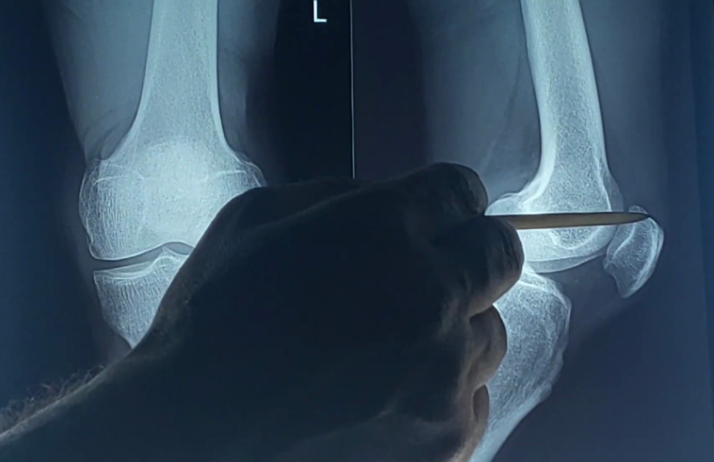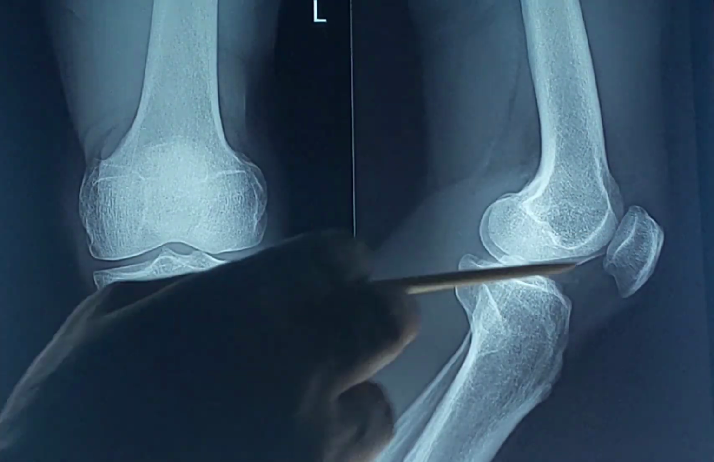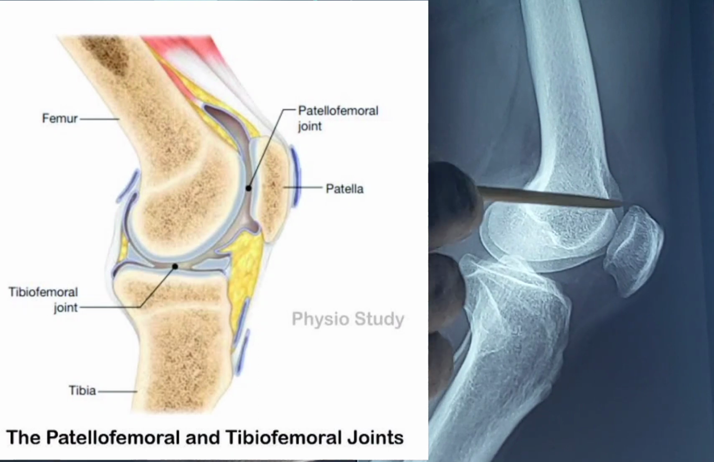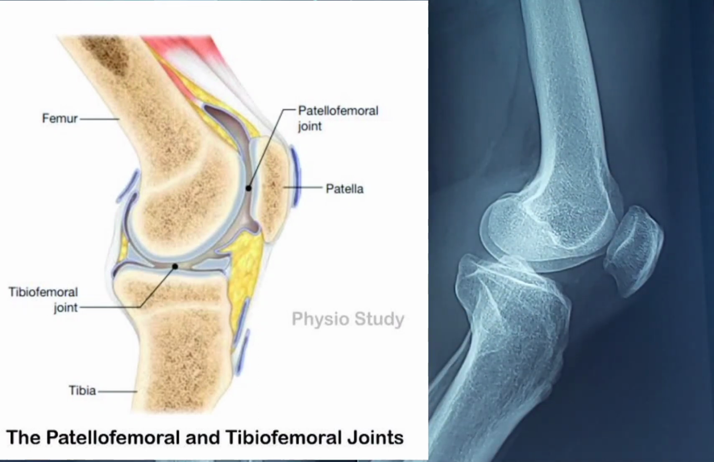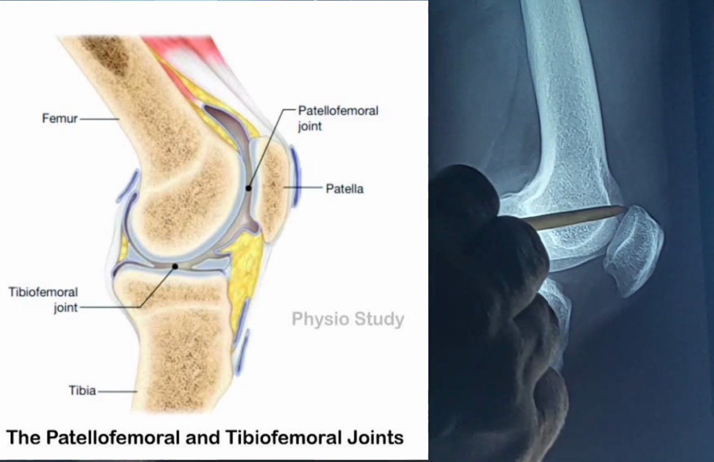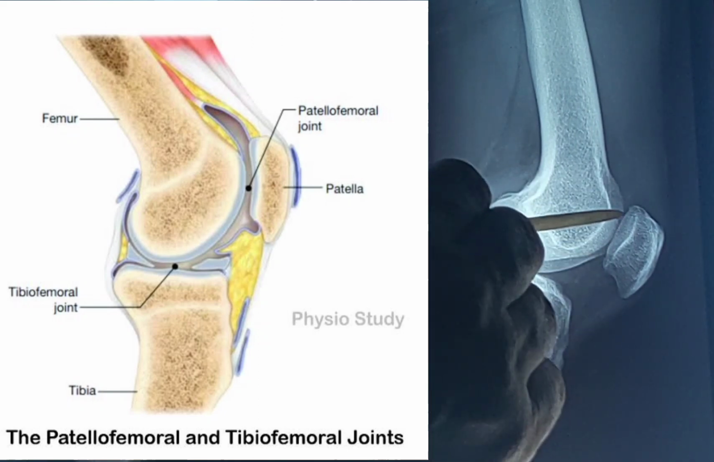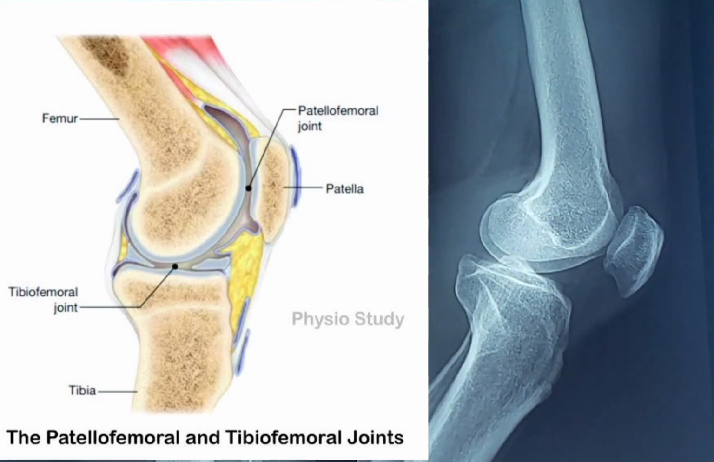So this is the posterior surface of the patella, it articulates with the intercondylar area in the lower end of the femur to form the femoropatellar articulation. So here is this joint space between this patella and femur.